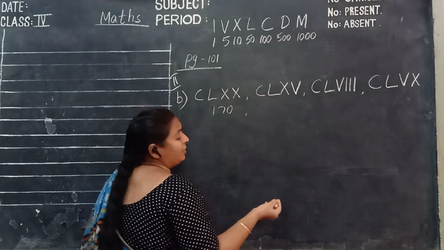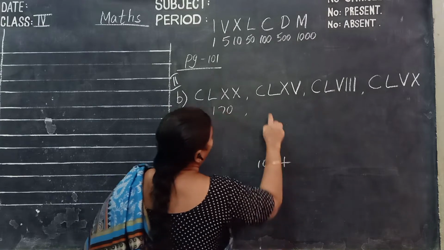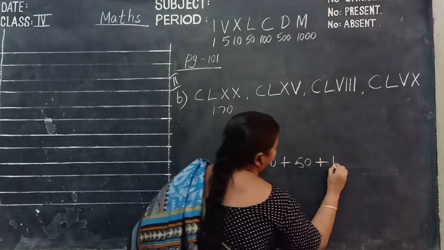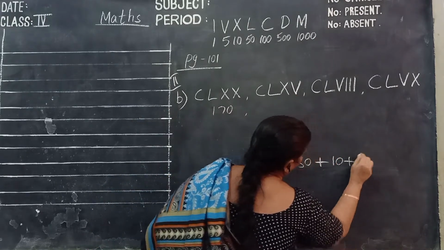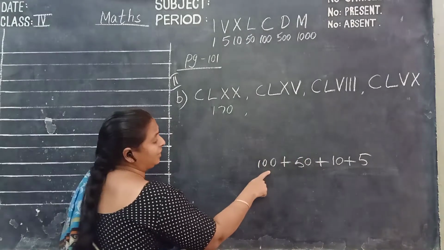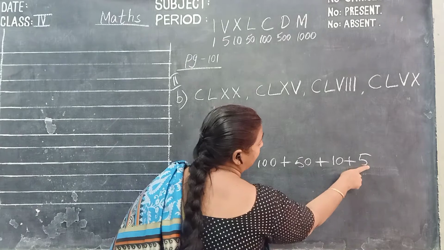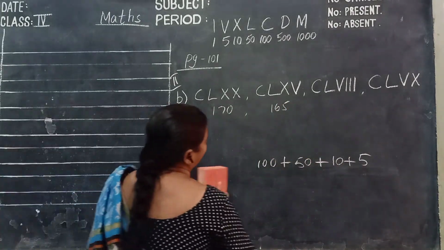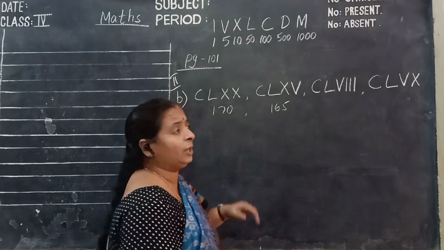See children, in rough you can do like this. C, 100 plus L, 50 plus X, 10. Then V, 5. What is the value, children? You add 100 plus 50, 150. 150 plus 10, 160. And plus 5, 165. Like this you should do in rough, children. And you change them all into Hindu-Arabic numerals.